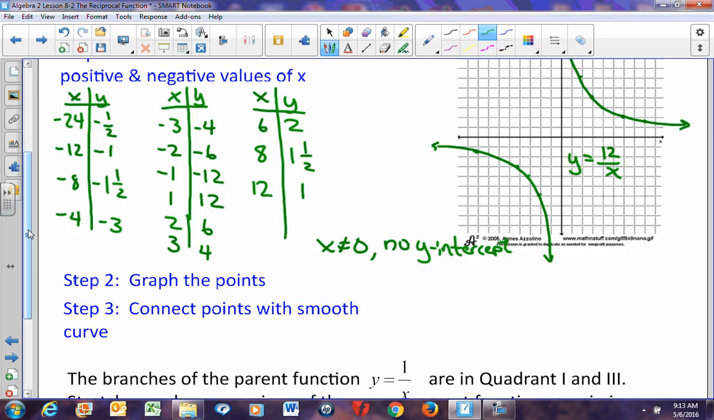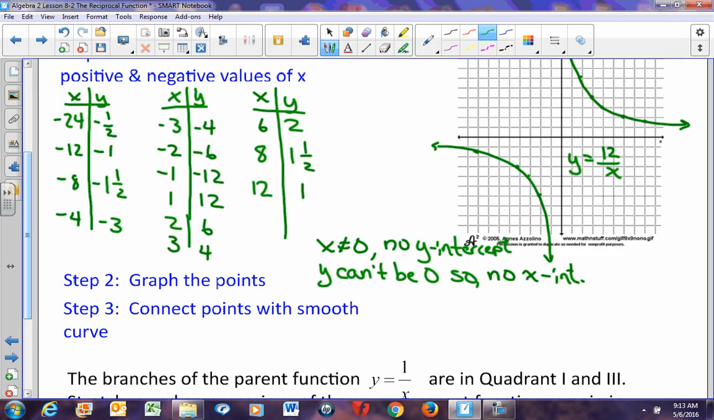Okay. And the numerator can never be 0. Since the numerator can never be 0, y is never 0. So there's no x-intercept, and there's no y-intercept.